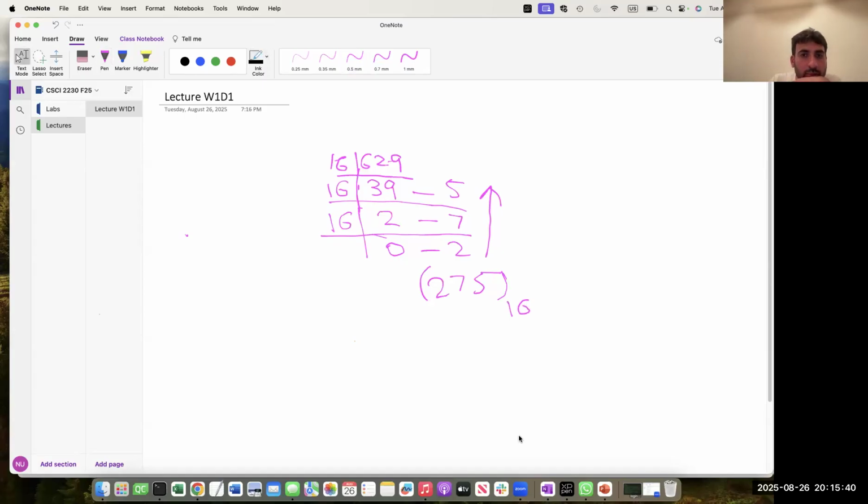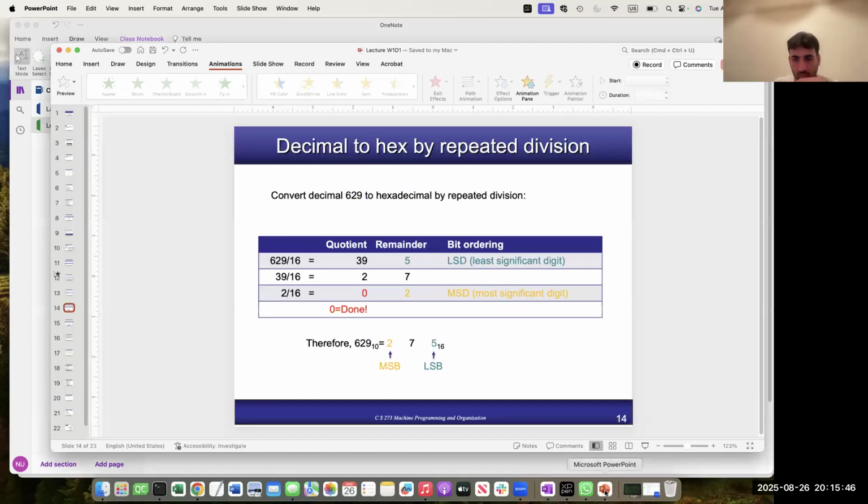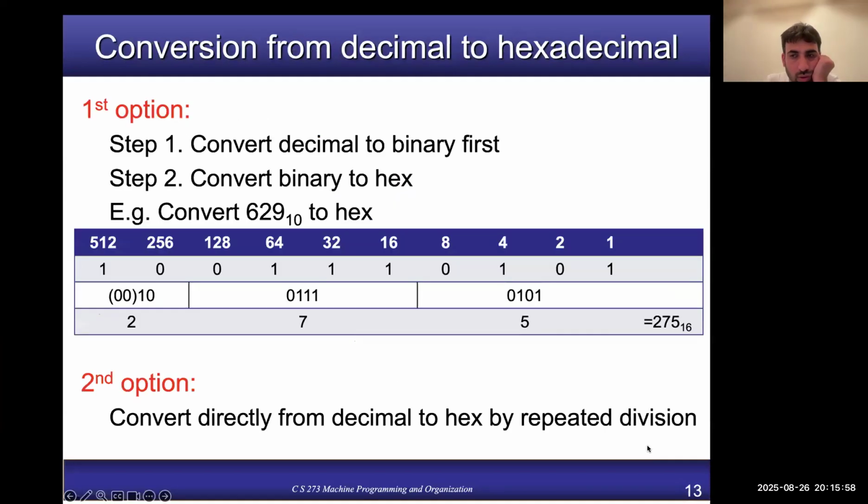Okay, let's go back to the lecture slides. So the first option is that you can do the repeated division just like I have shown you, from 629, how you can convert it to 275. And the second option, which is more convoluted and not straightforward, is that if you want to convert from decimal to hexadecimal, you can convert the decimal number first to the binary form, and then from binary form you can convert into the hex.